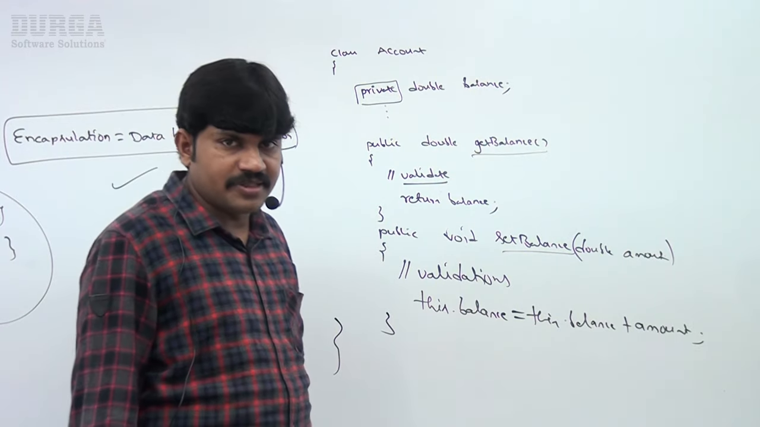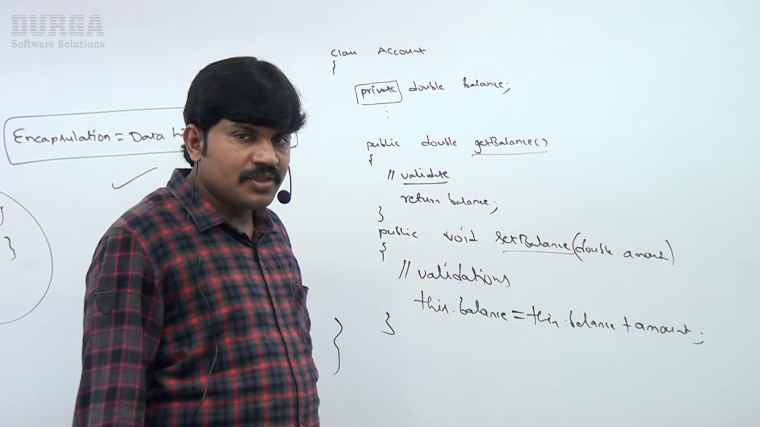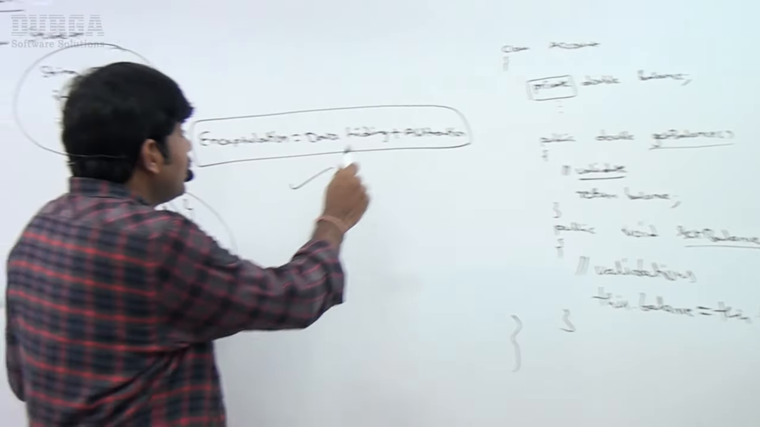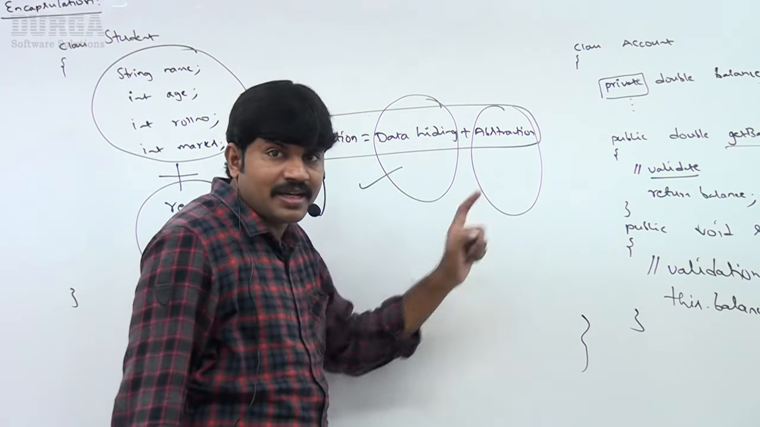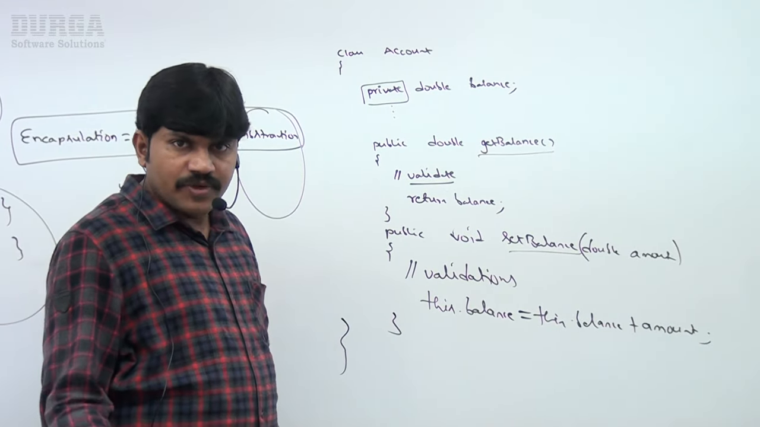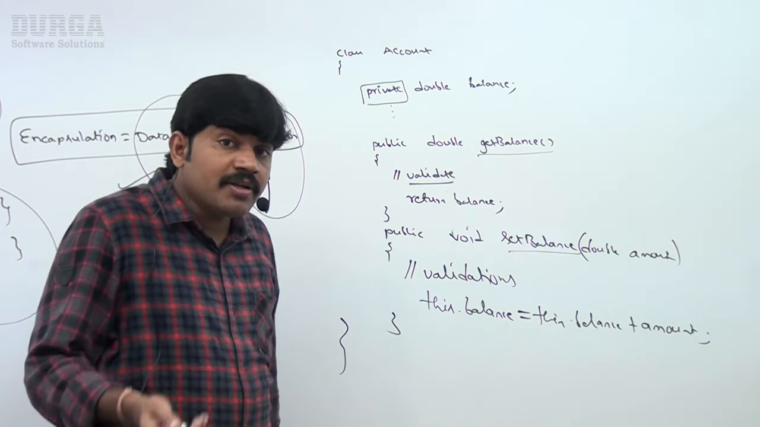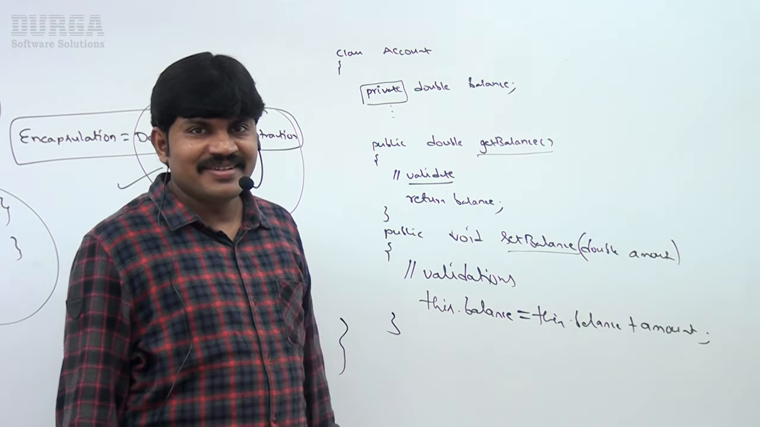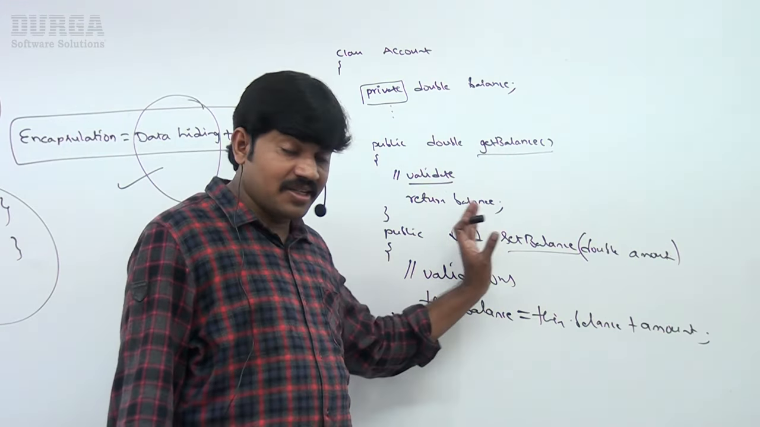Regarding this example for encapsulation, now I have a bigger doubt. If you are telling it is an encapsulated component, compulsorily it should follow data hiding and abstraction. Sir, where is the data hiding? Yes, where is the data hiding? Declare this variable as private, that is data hiding. Okay, perfect. But where is abstraction? Yes, friends, where is abstraction? How can you conclude that abstraction is there in this example?